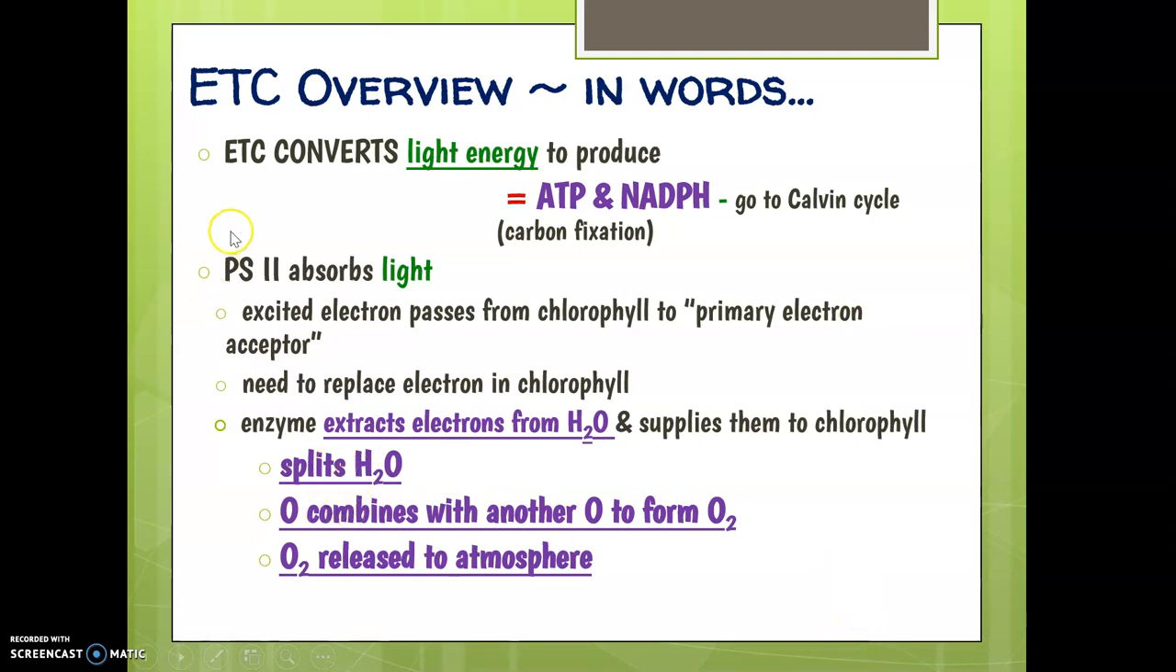So photosystem 2 splits water. The oxygen combines with another oxygen to form O2, which is the oxygen gas that we breathe, and that is what gets released to the atmosphere for us to breathe from the plant. So photosystem 2 is what gives us that oxygen that we breathe.